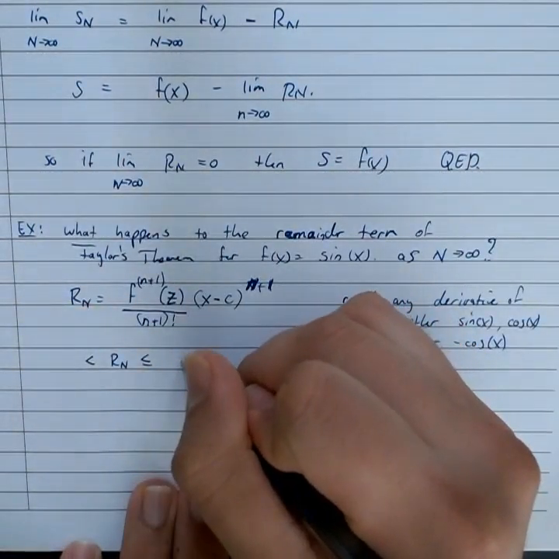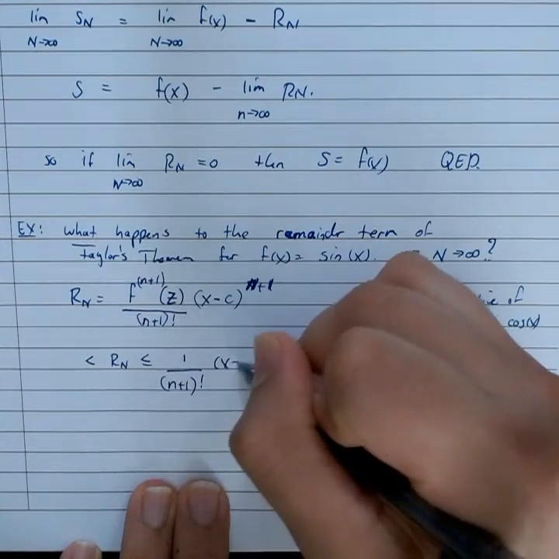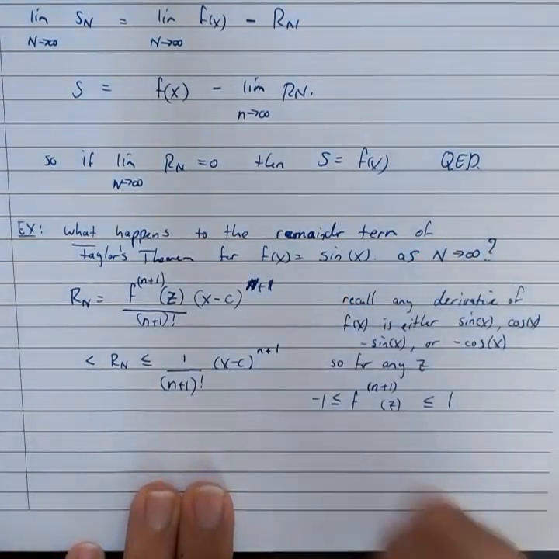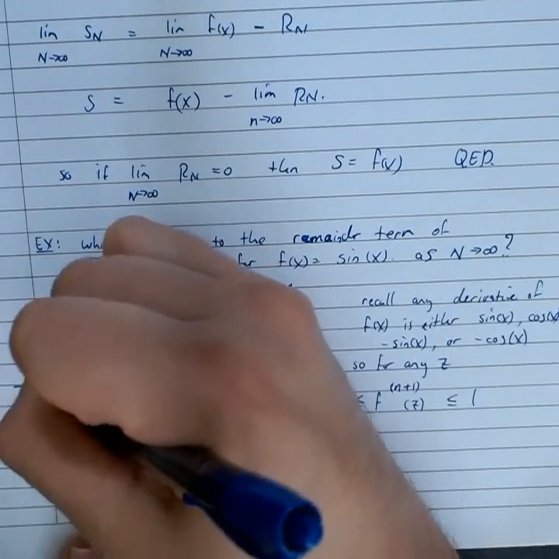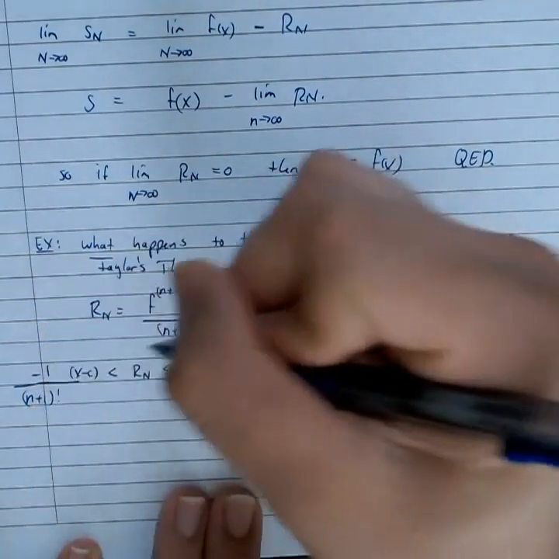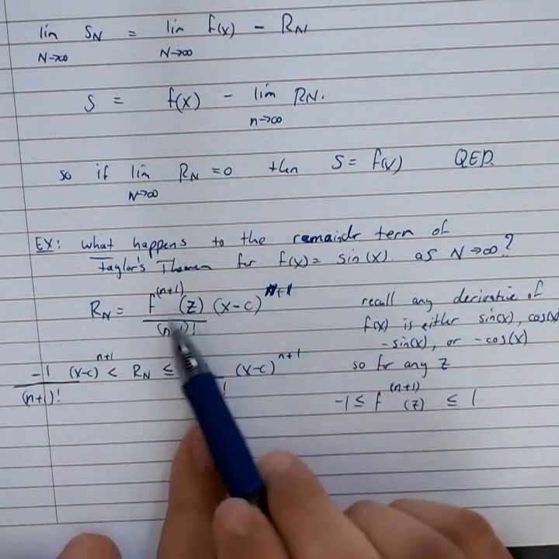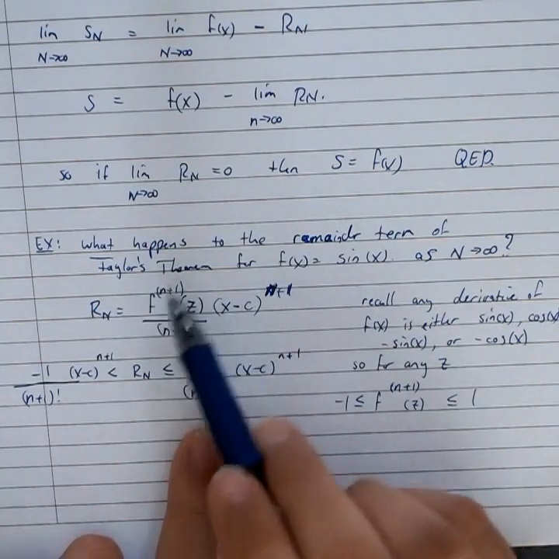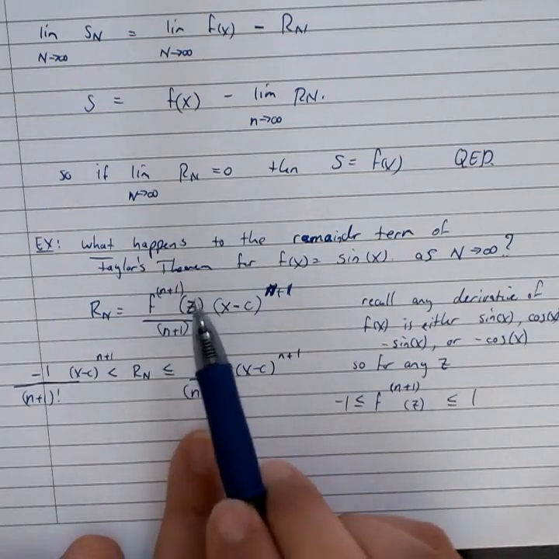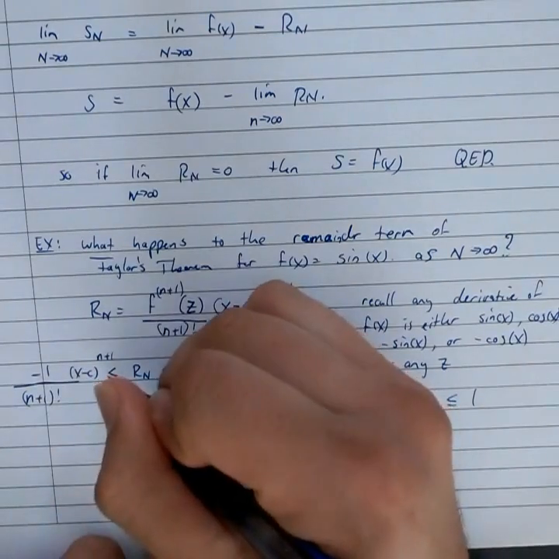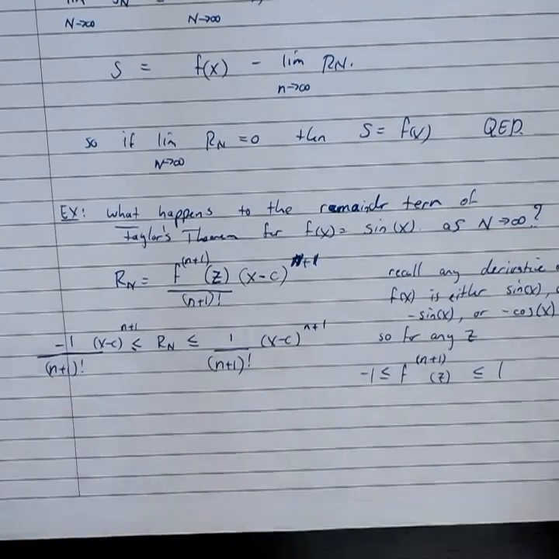well, if that's my numerator, that's going to be 1 over n plus 1 factorial times x minus c to the power n plus 1. And over here, that's going to be negative 1 over n plus 1 factorial times x minus c to the n plus 1. All I'm doing is saying this is going to remain the same, but the biggest this will ever get is 1. So my remainder might be as big as that. And the smallest this ever gets is negative 1. So it could be as small as that, or somewhere in between. Oh, but both of these I can take a limit of, right?